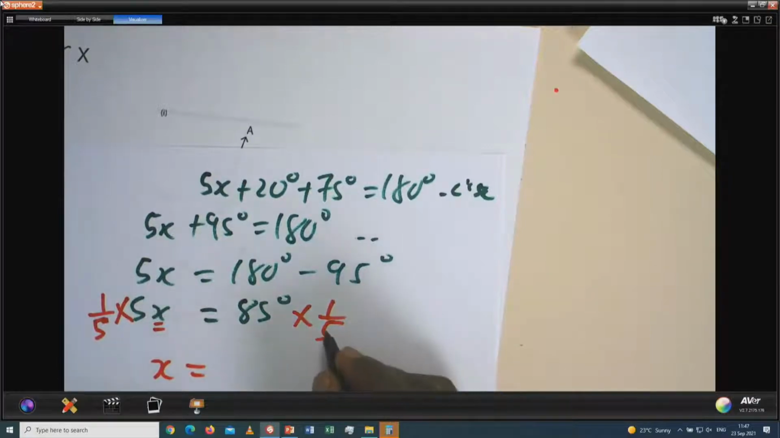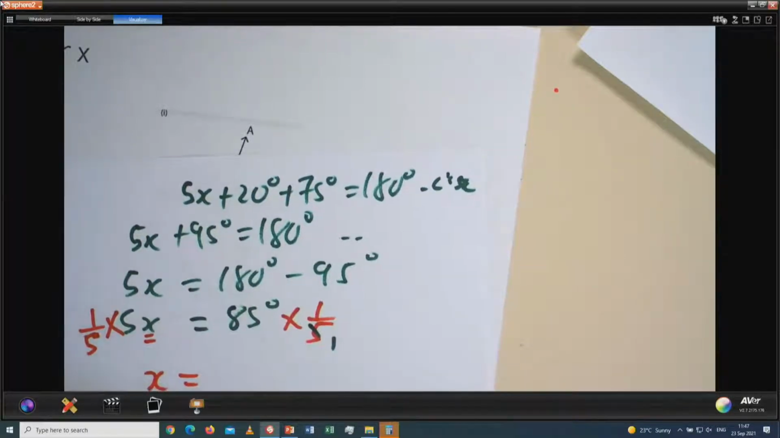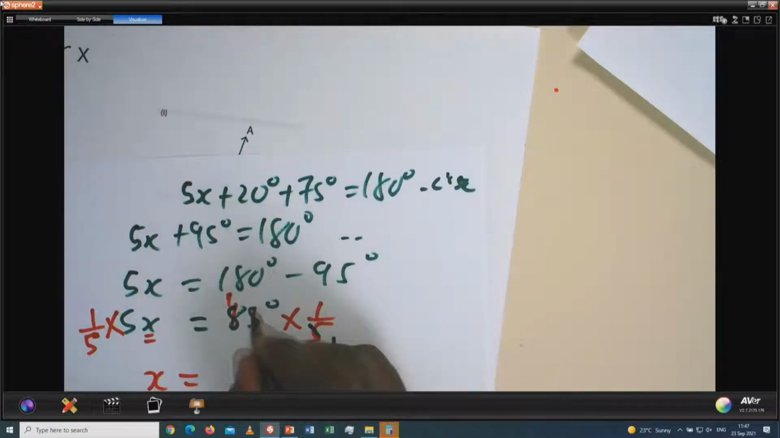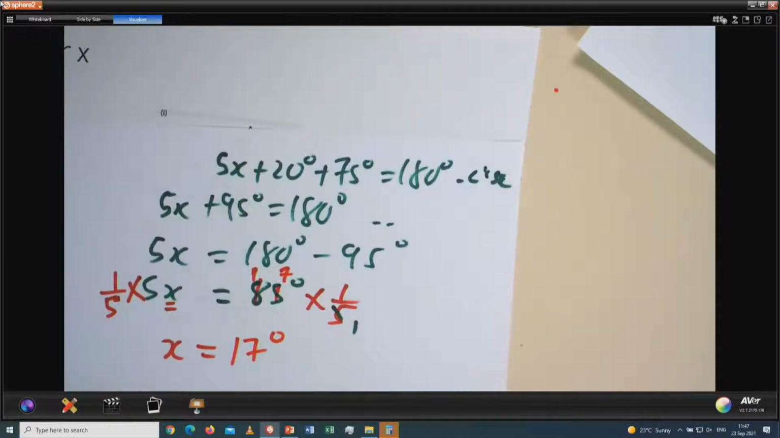How many 5s into 5? 1. How many into 8? 1. It leaves 3. And then how many into 35? 7. Therefore, that is the situation. Remember that.